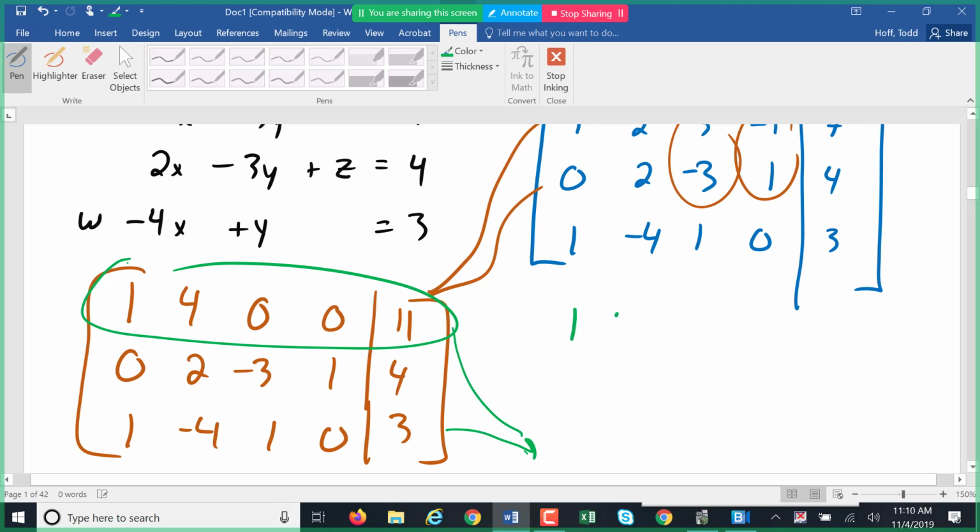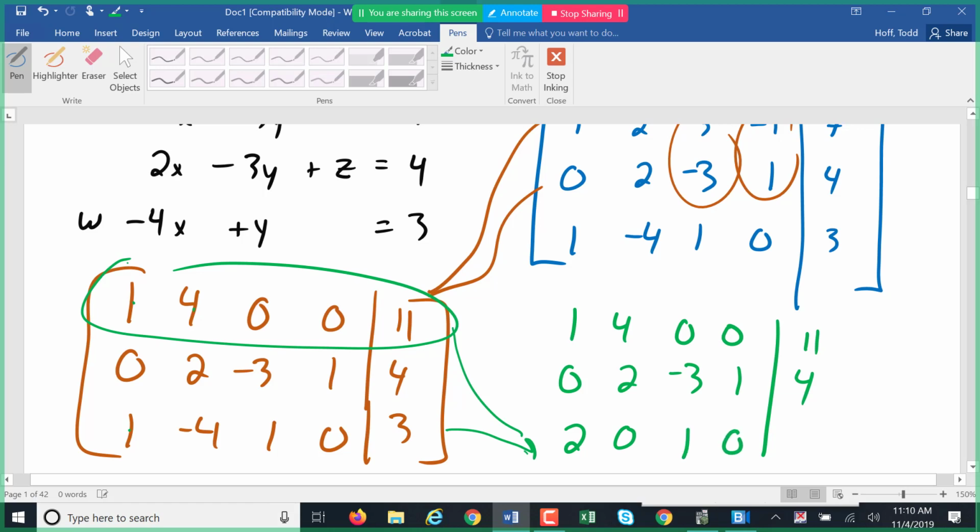So I've got 1, 4, 0, 0, augmented with an 11. 0, 2, -3, 1, 4. On bottom, I'm going to get 2, 0. 1 and 1 is 2. 4 and -4 is 0. 0 and 1 is 1. I got 0. 11 and 3 is 14.